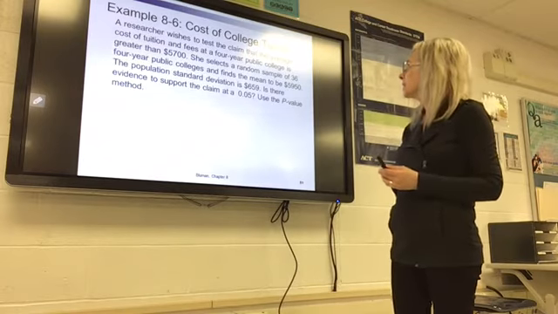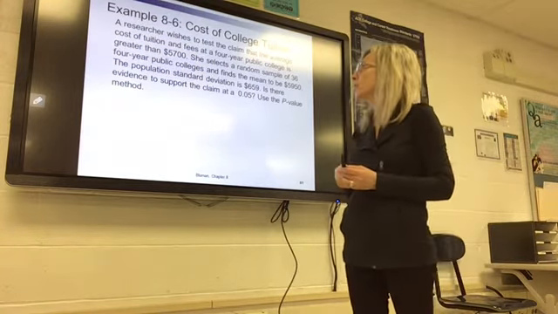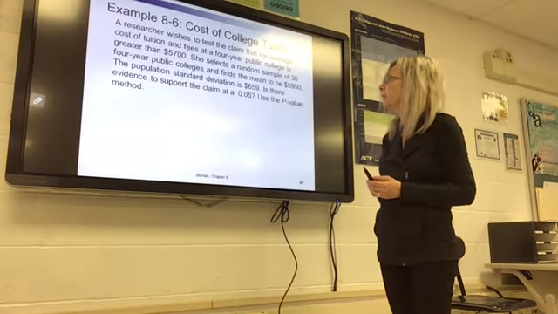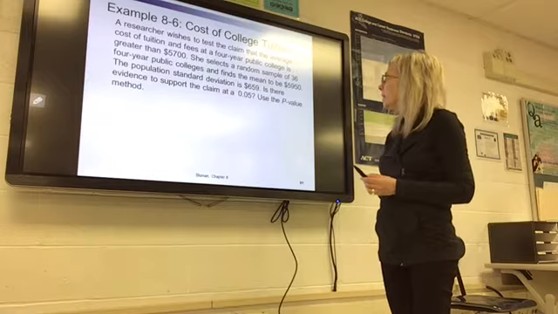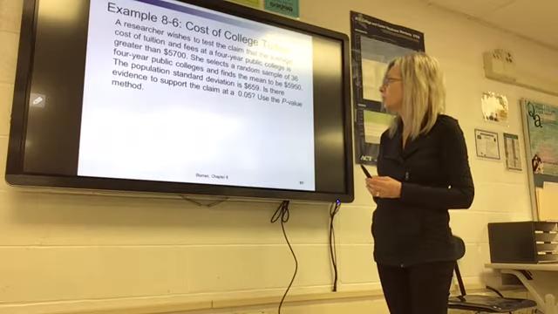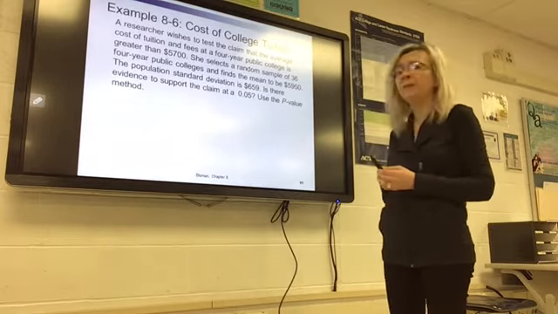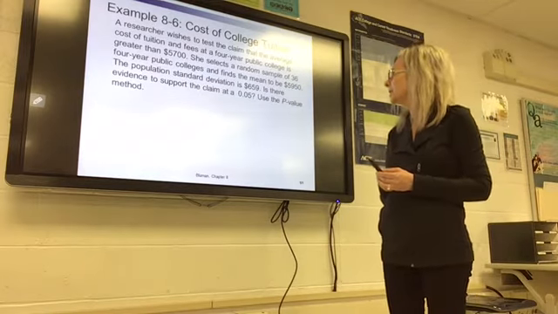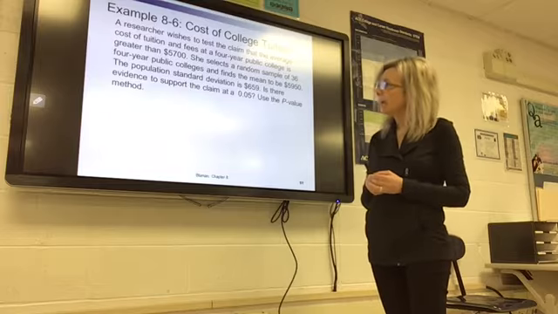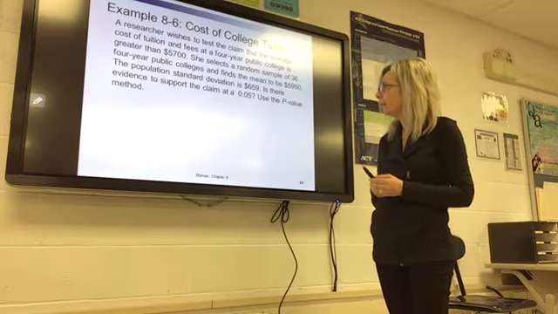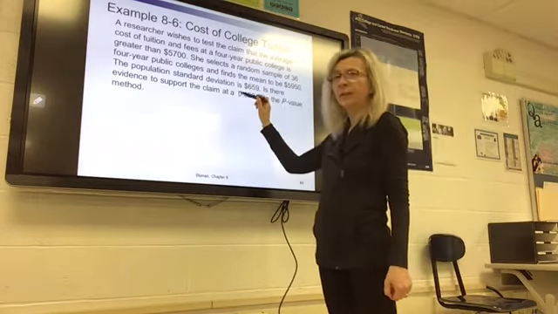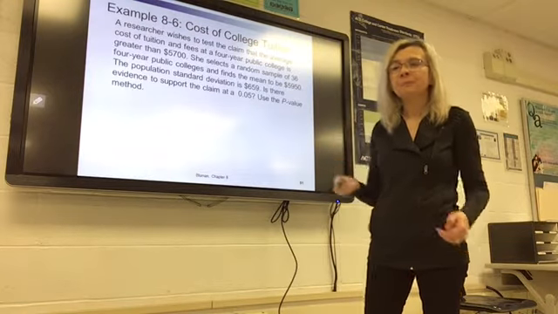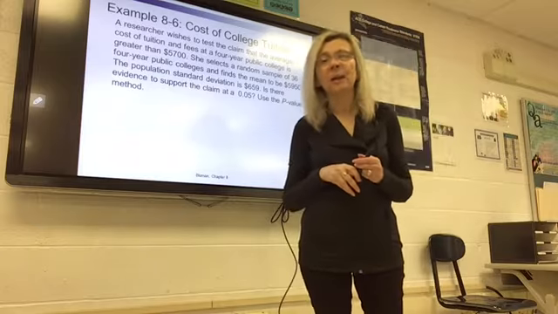A researcher wishes to test the claim that the average cost of tuition and fees at a four-year public college is greater than $5,700. She selects a random sample of 36 four-year public colleges and finds the mean to be 5,950. The population standard deviation is 659. Is there evidence to support the claim at alpha equal 0.05, and use the p-value method. So we start exactly the same way.